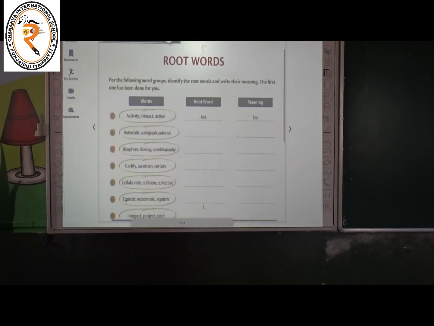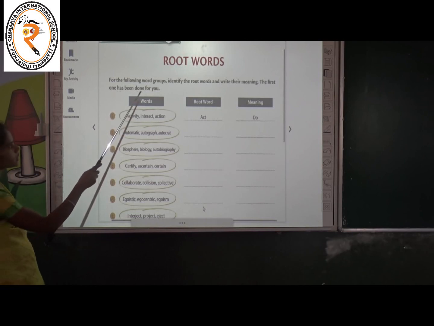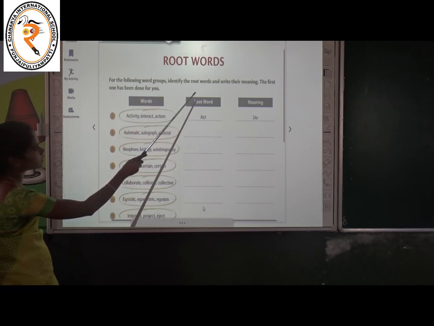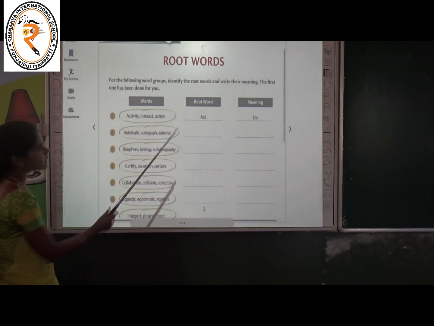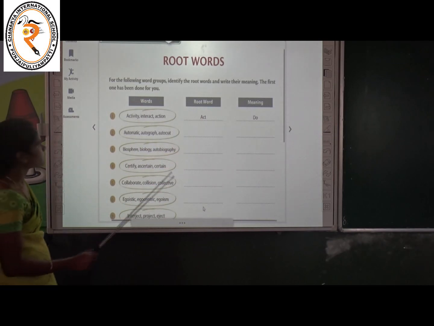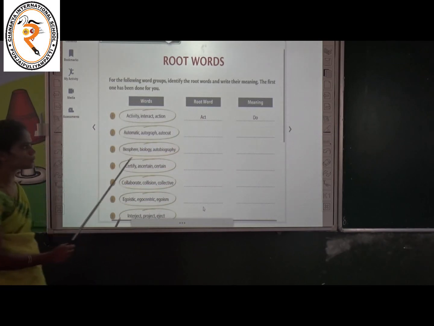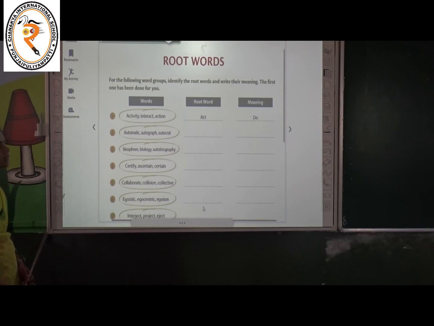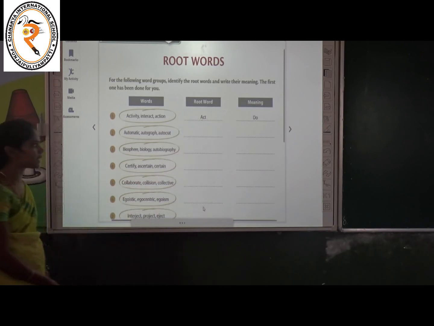And the next topic is root verbs. Here, for the following verb groups, identify the root verbs and write their meaning. The first one has been done for you. They give one example. With the help of this example, we have to find the root verb and meaning.